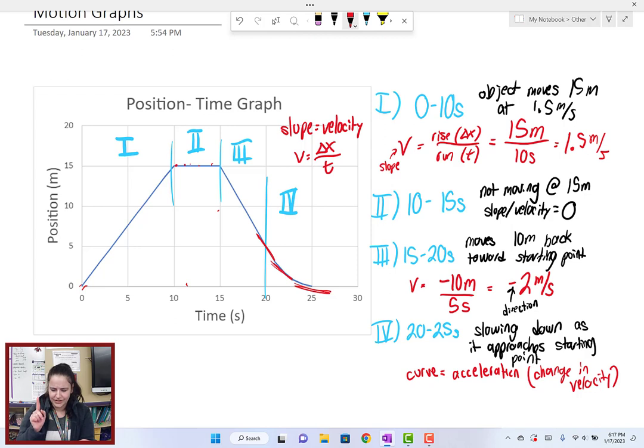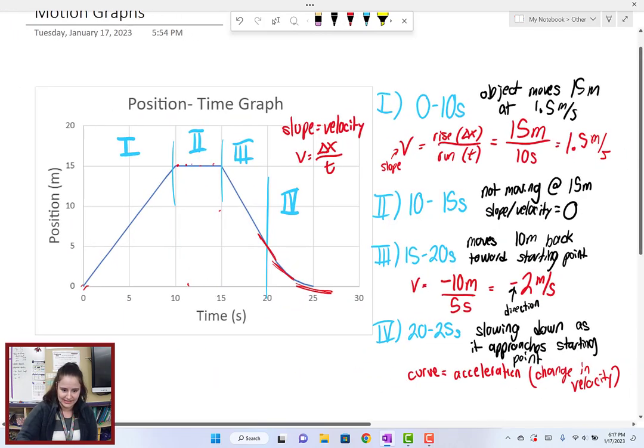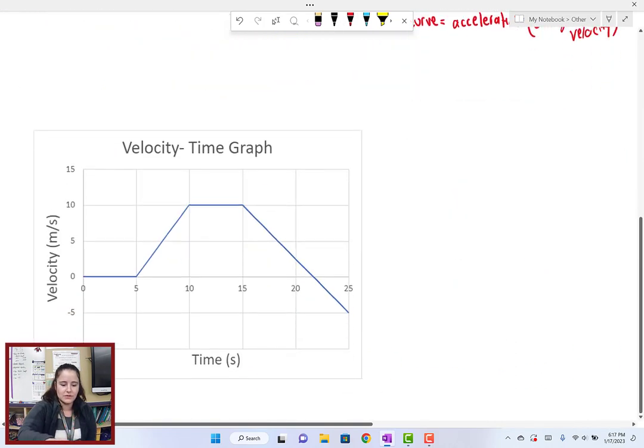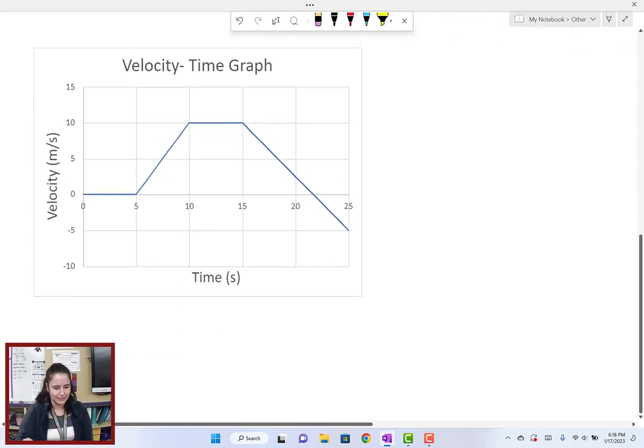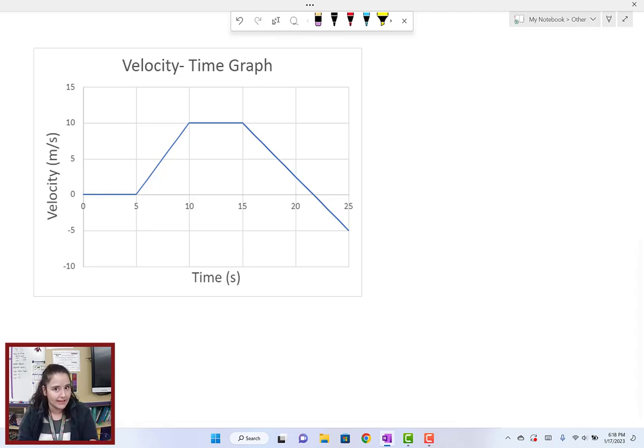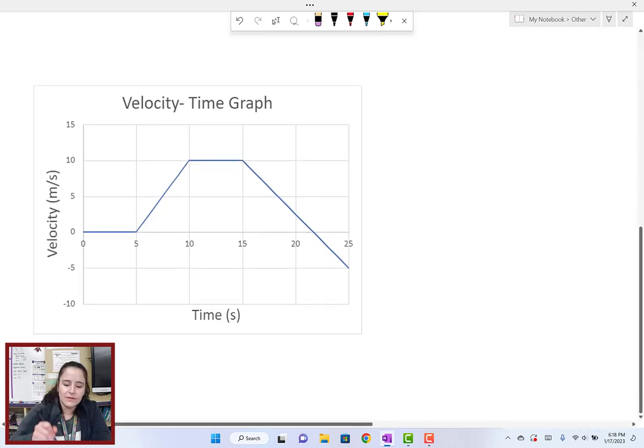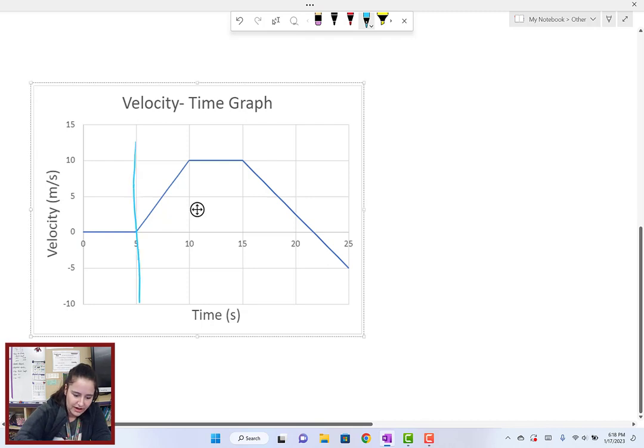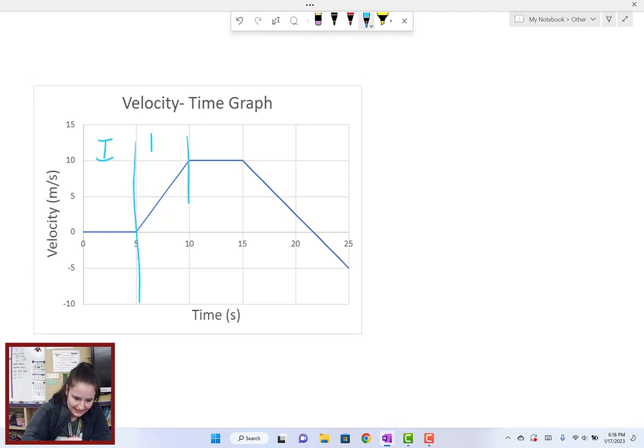Now, we're going to switch our brains over because we are going to talk about velocity time graphs. So here is a velocity time graph for a different scenario. One of the hardest skills in analyzing motion graphs is determining whether to analyze it as a position time graph or a velocity time graph, because they have different sets of rules to them and how we interpret them.